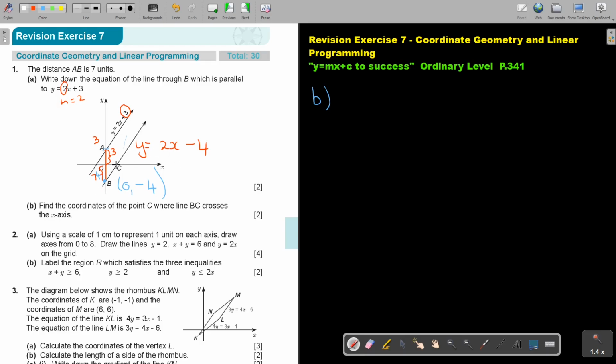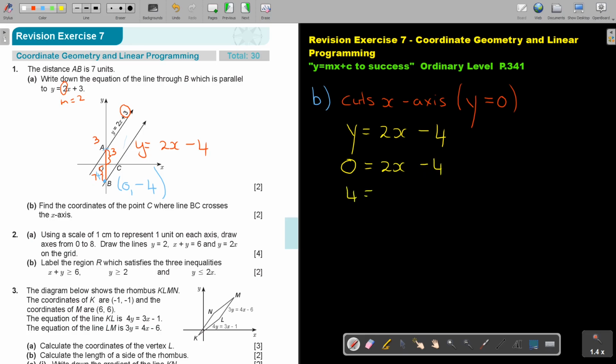If I must find C, and I like this method because I'm going to use it also in linear programming. If I want to see where a line cuts the x-axis, I make y is equal to 0. So take your equation. So it's y is equal to 2x minus 4. And in the place of y, put a 0. And now find the value of x. Take it over. Divide by 2. So x will be equal to 2.